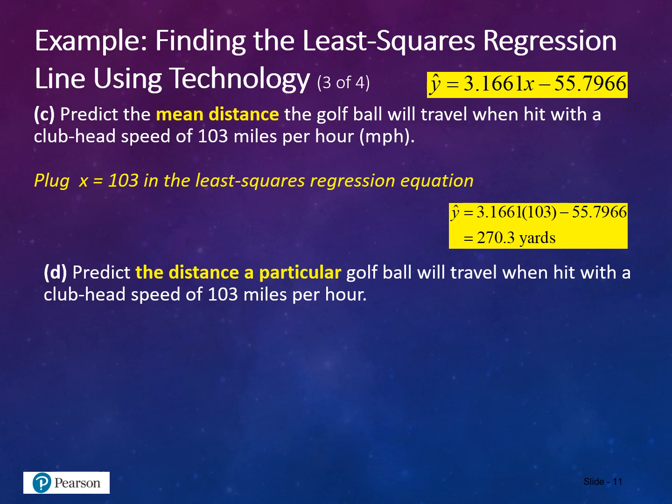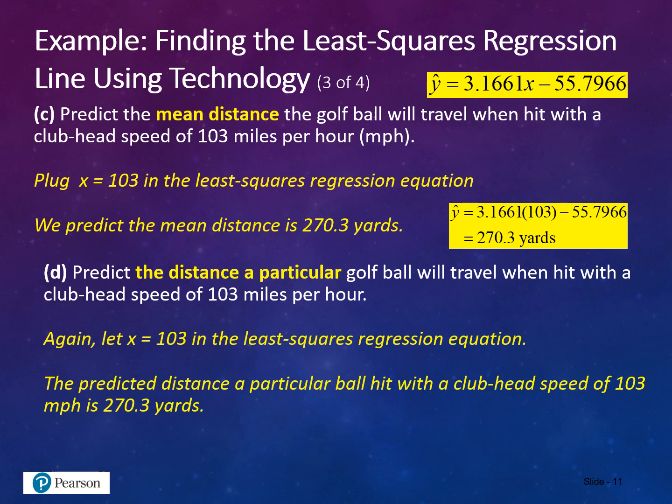Notice that in D, we're trying to predict the distance of a particular golf ball. Here we do the same thing, whether we're trying to predict the average distance or the actual distance of a particular ball. We use the same formula, because we don't have an average of these values. That's why we use the same formula for either an average distance at a specific input value of the explanatory variable, or for a particular observation.